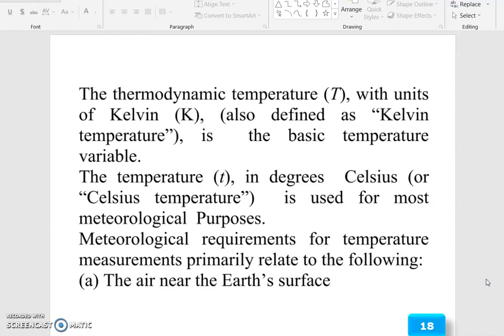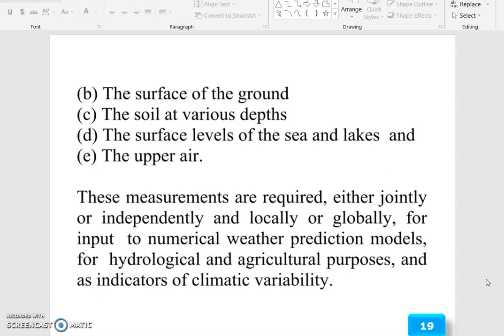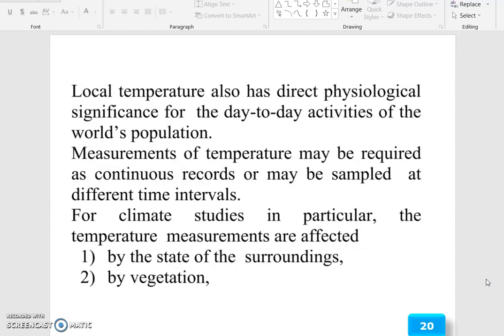Meteorological requirements for temperature measurement are primarily related to the following: the air near the earth's surface, the surface of the ground, the soil at various depths, the surface levels of the sea and lakes, and upper air. These measurements are required either jointly or independently and locally or globally for input to numerical weather prediction models, for hydrological and agricultural purposes and as indicator of climatic variability. Local temperature also has a direct psychological significance for the day-to-day activities of the world populations.